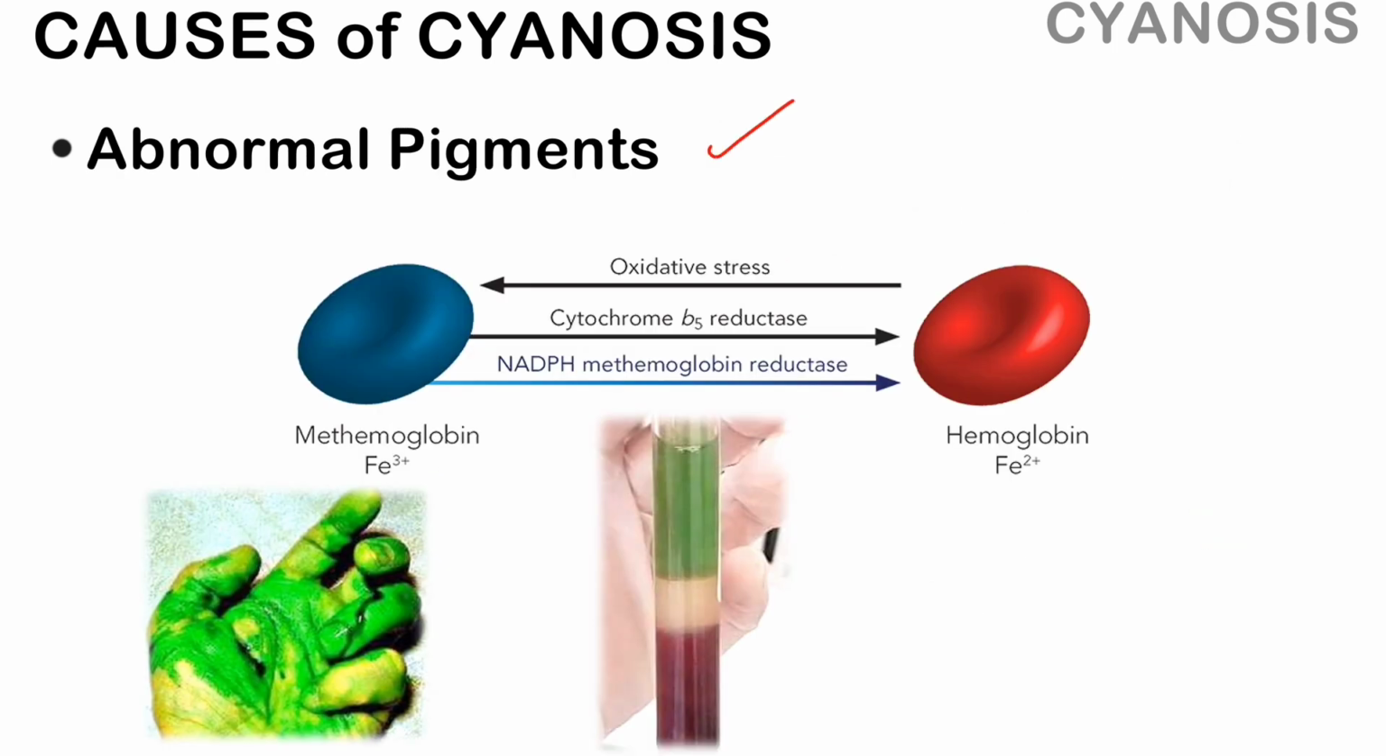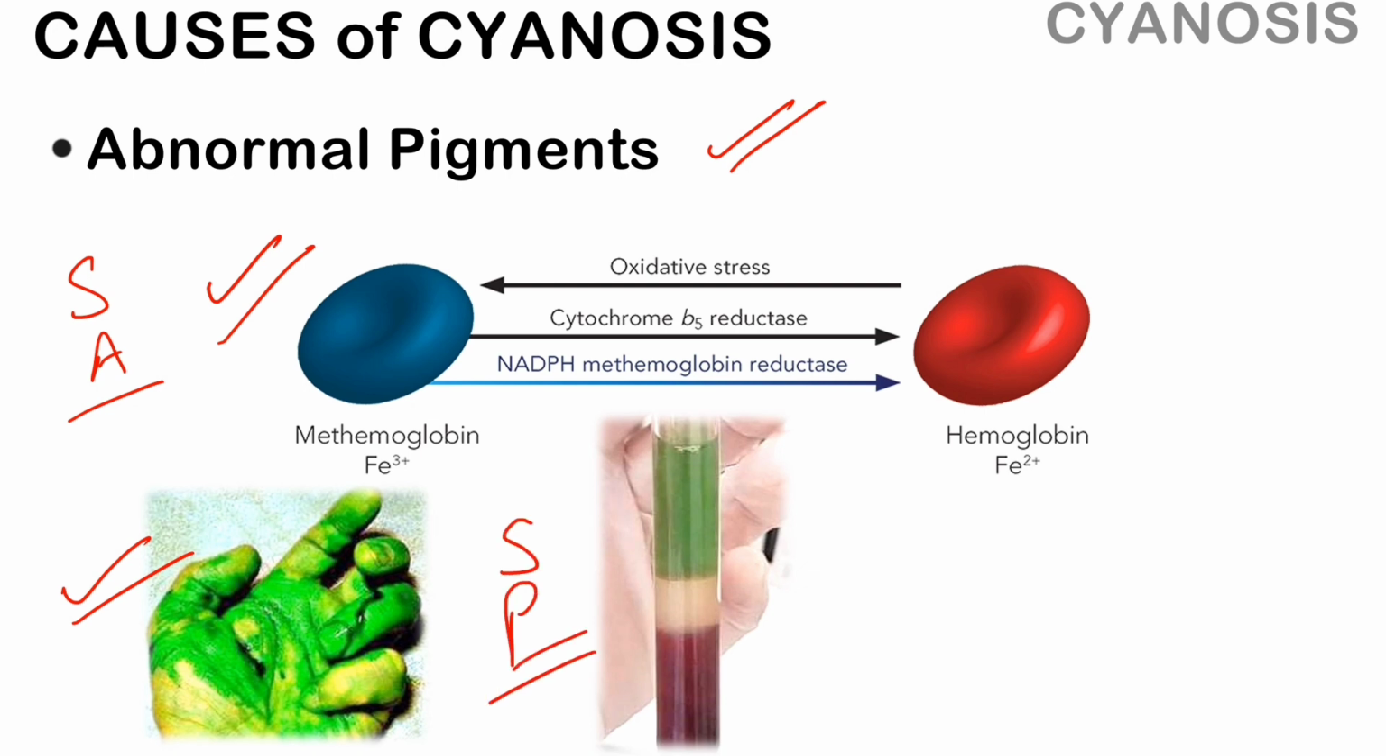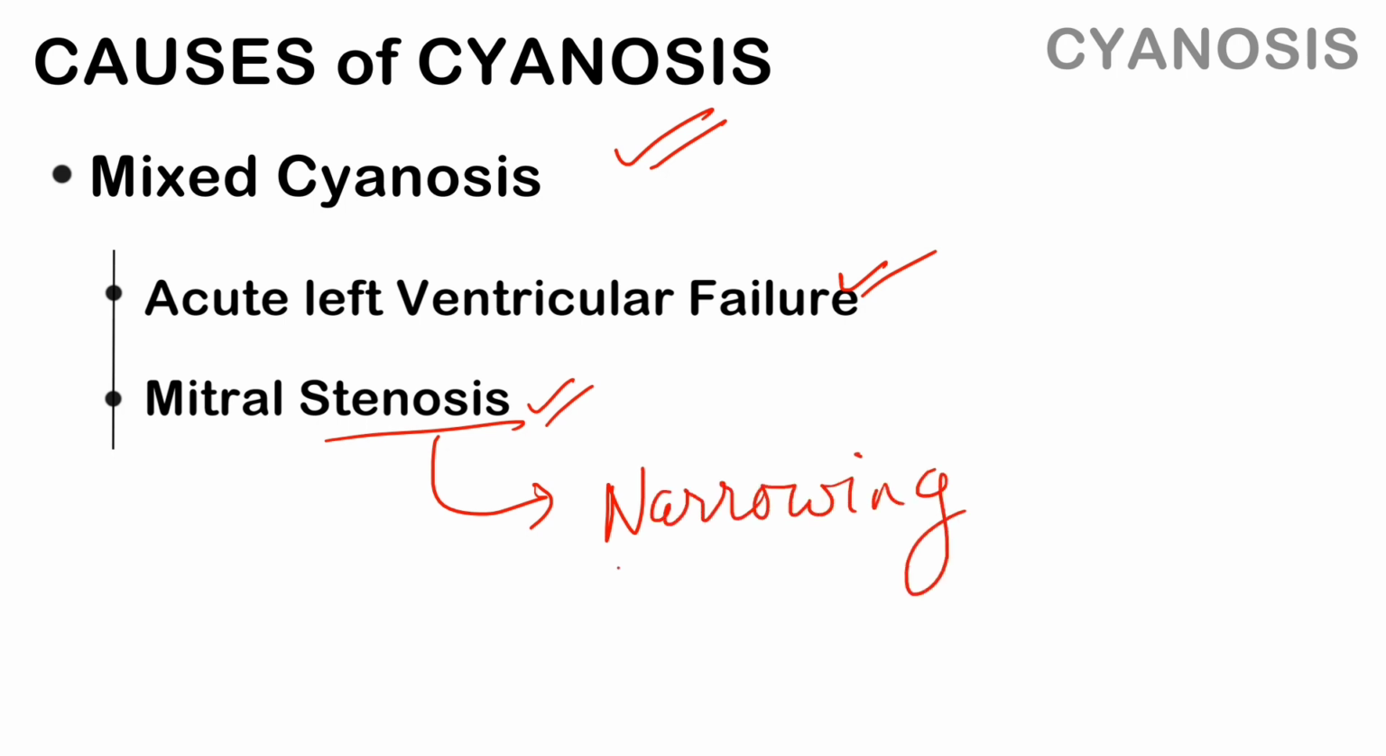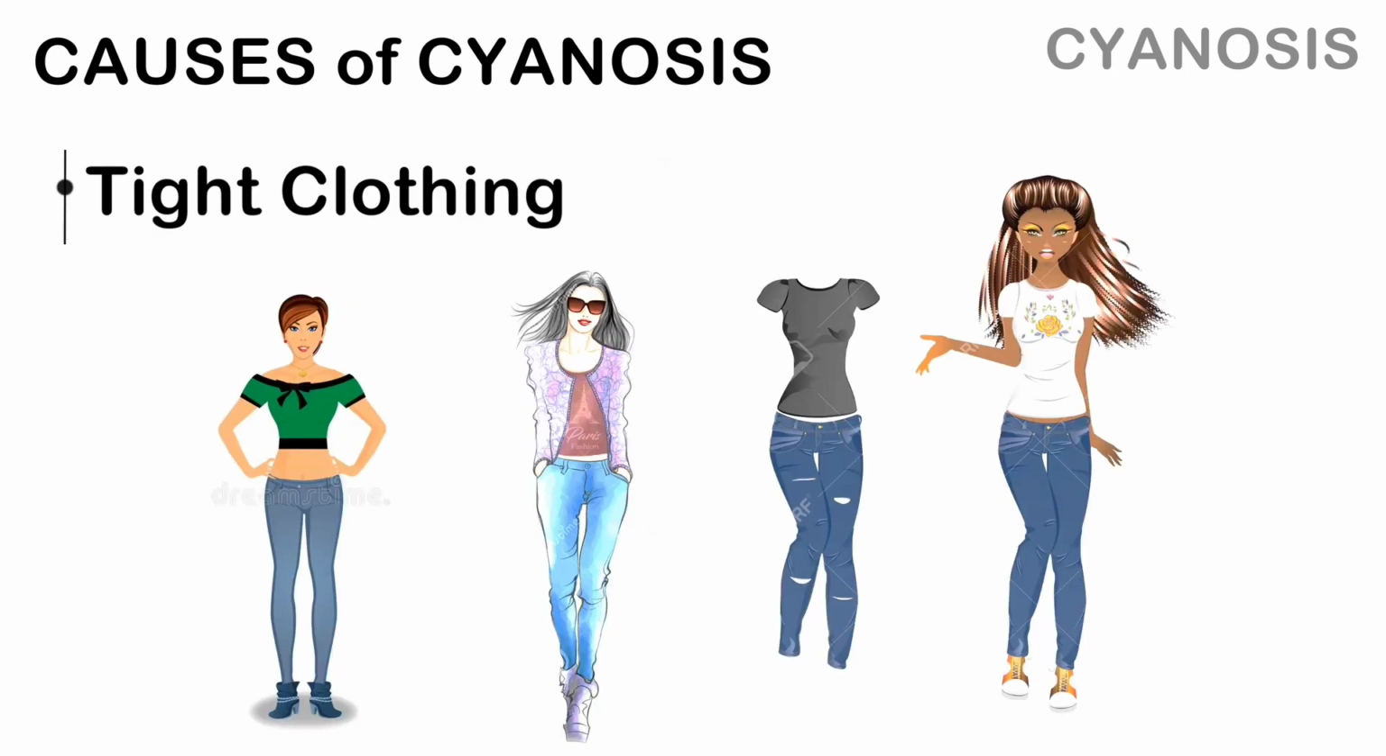Next, we will talk about cyanosis due to abnormal pigments. As we talked about earlier, methemoglobin formation due to ingestion of sulfonamide and aniline dyes, and second is sulfhemoglobin formation due to sulfonamide and phenacetin. Now last, the causes of mixed cyanosis include acute left ventricular failure and mitral stenosis. Stenosis is a condition where narrowing of the passage of an artery or any vessel in the body occurs. Also, another general cause of cyanosis is wearing tight clothes that can limit your circulation.